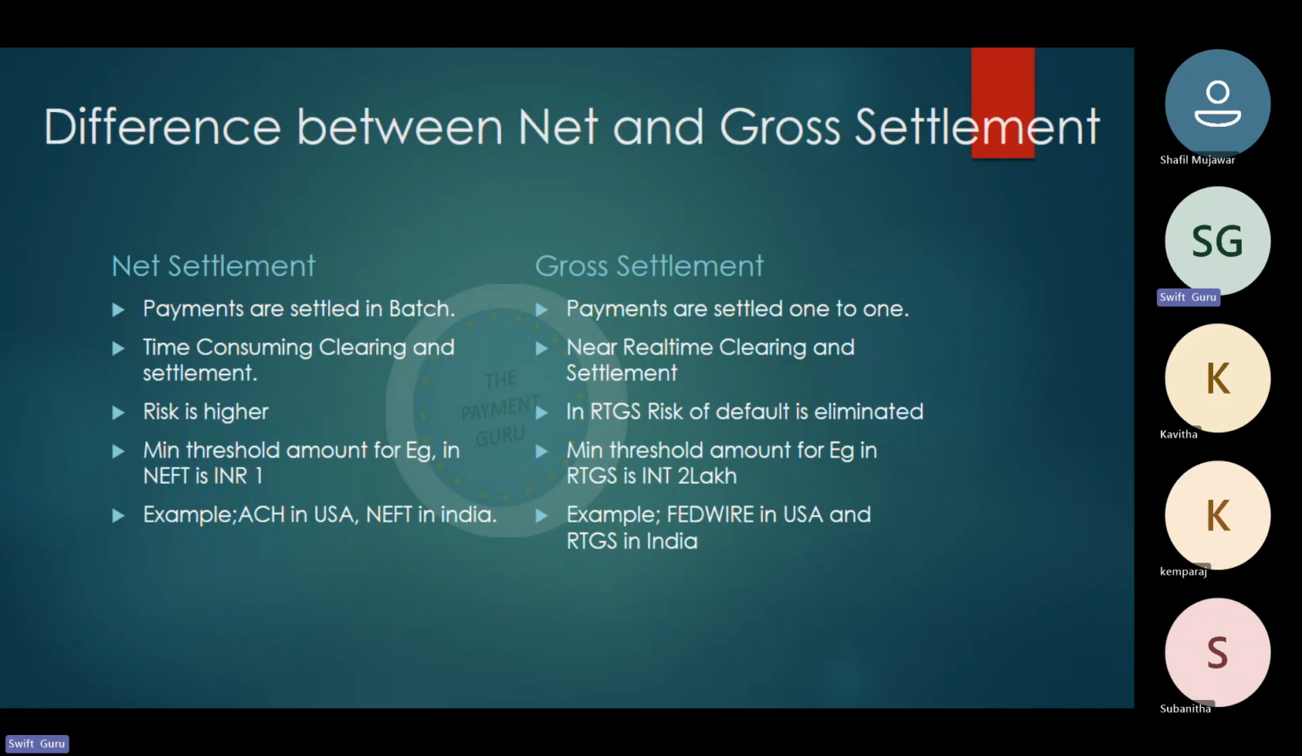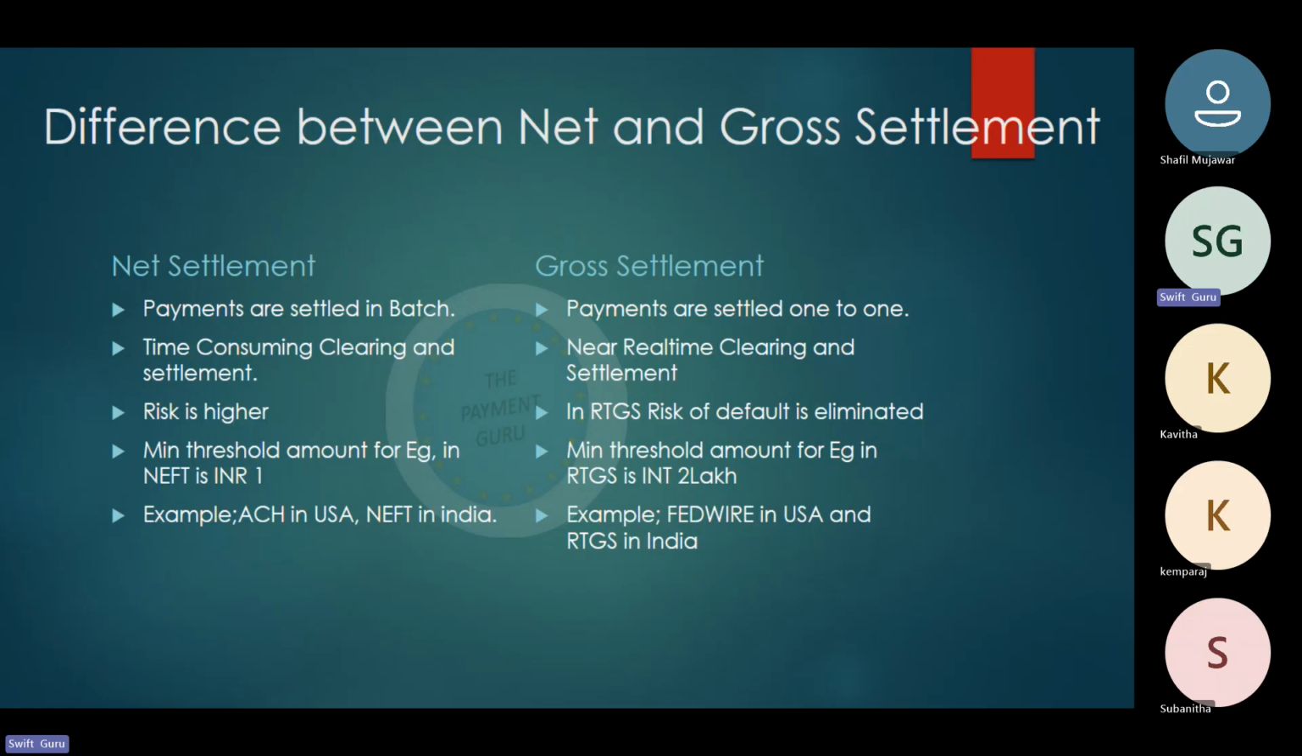Risk is higher in a net settlement system because the settlement of the bank's account happens after the settlement to the customers. That's why the clearing and settlement mechanism is bearing the risk. Whereas in a gross settlement, this risk is completely eliminated, because if a bank doesn't have funds in its account, the transaction itself will not be processed.